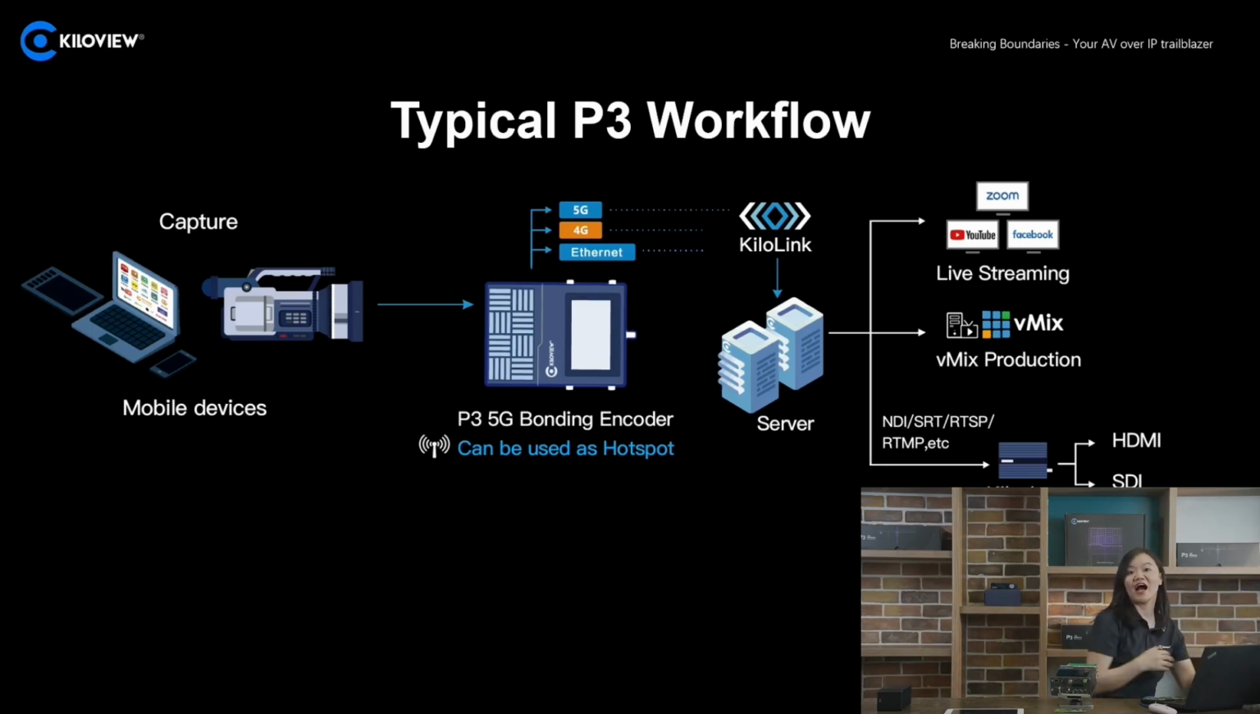After finishing the hardware introduction, let's see how the P3 hardware will work with the bonding server. From the screen, you can probably see the diagram. You see how the workflow of the P3 and the bonding server work together. The P3 itself is an H.265 encoder that can take the video and encode it into video data, and based on the bonding technology, we will send all that video data to the bonding server through the different networks available, either 4G, 5G, Wi-Fi, or Ethernet, and connect to the Killlink.